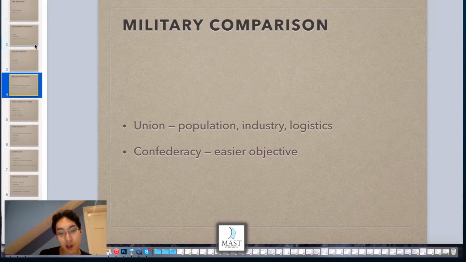In terms of logistics, the Union also had an advantage. The government in place, the federal government, had a very sophisticated administration overseeing every part of how to manage the military. The Southerners, on the other hand, had only just set up their government. They weren't quite there yet.